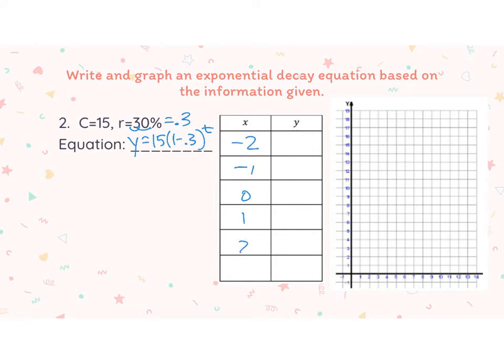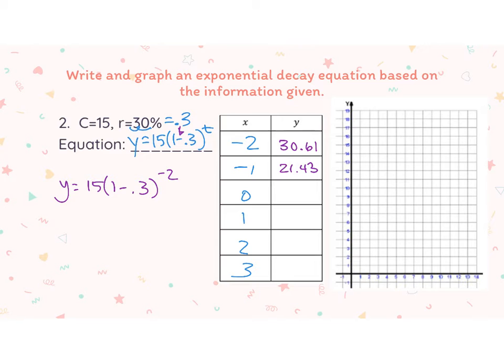-2, -1, 0, 1, 2, 3, all the way down. And again, this is decay, so I'm subtracting there in the middle. So my first one would look like y equals 15, 1 minus 0.3 raised to the negative 2 power. I'm going to go ahead and plug that into my calculator. 15 times, open a parenthesis, 1 minus 0.3, close a parenthesis, raised to the negative 2 power. I get 30.61. I'm going to enter in my negative 1 power, and I get 21.43.